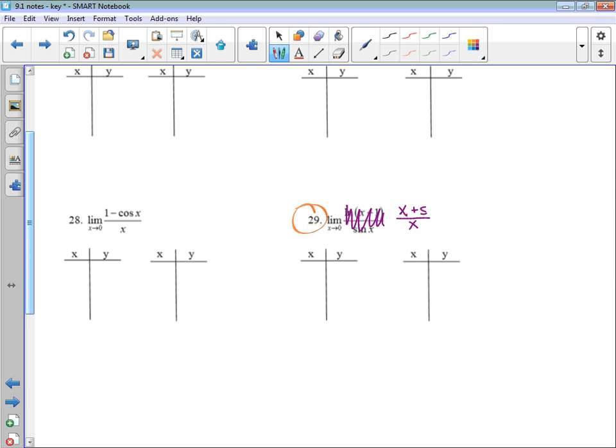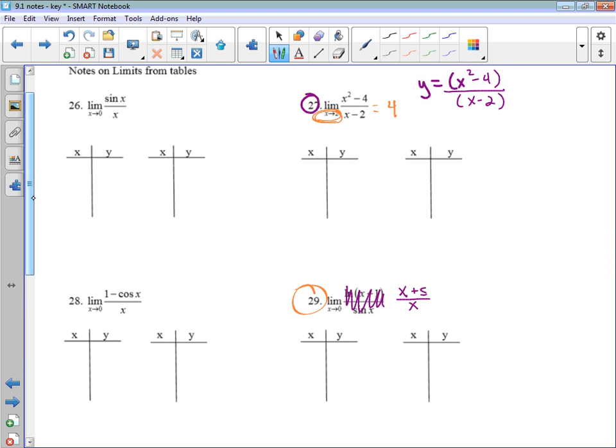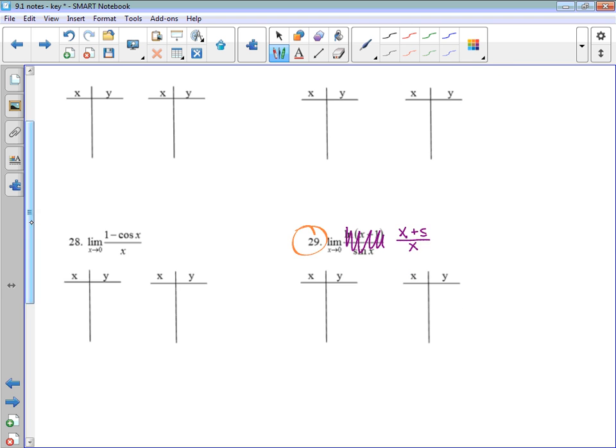Guys, try this one. Different one. Okay. So see how this was as x approaches 2. That's why I'm starting at 2. So whatever your x is approaching is where you start. The 0.01 will always be 0.01. Okay? All right, guys. So try 29. Make your graph first.